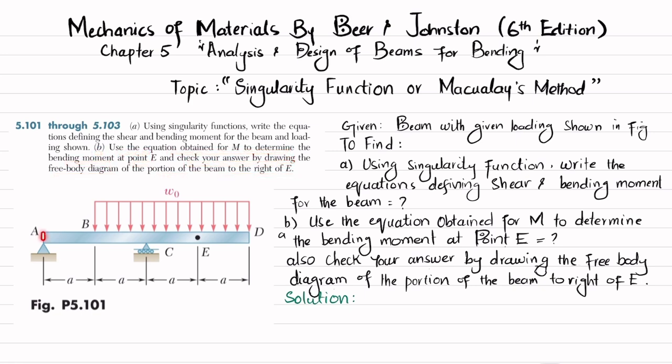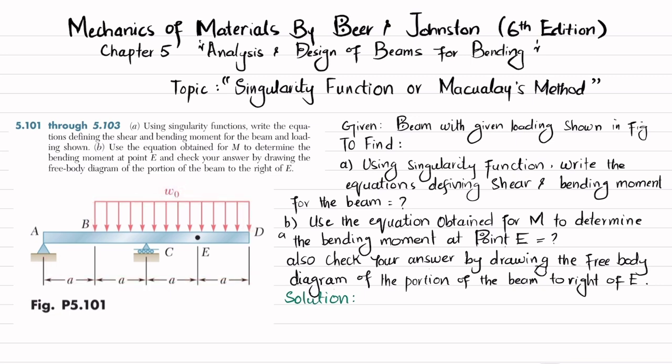So you can see this is an overhanging beam having a pin support at point A and a roller support at point C. And there is a uniformly distributed load from B to D having magnitude W naught. So the total length of the beam is 4 times a.